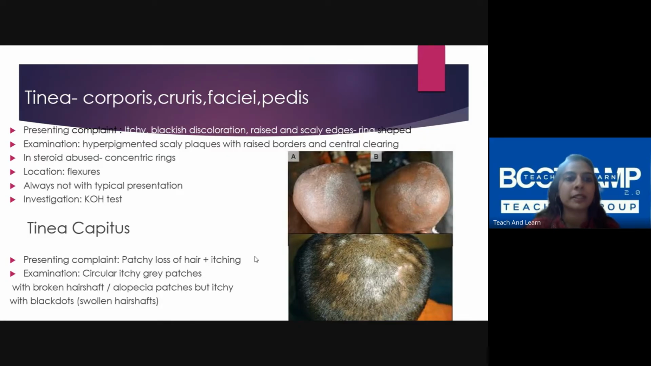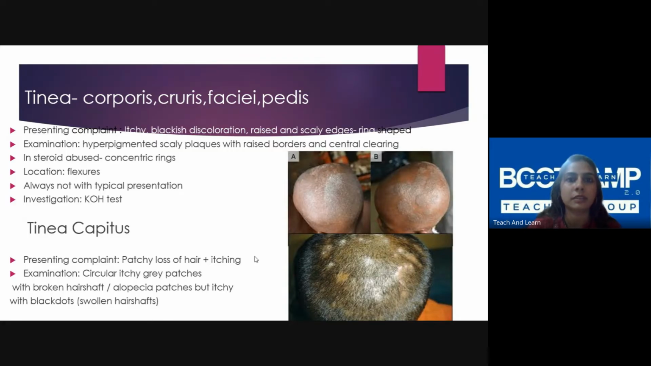So the presenting complaint would be itching. Main complaint would be itching. They will have so much itching that they're not able to sleep and not able to work and all of that. The blackish discoloration will be there. There'll be raised scaly edges, which is giving them a ring-shaped appearance with central clearing. So you have to examine hyperpigmented scaly plaques with raised borders and central clearing.